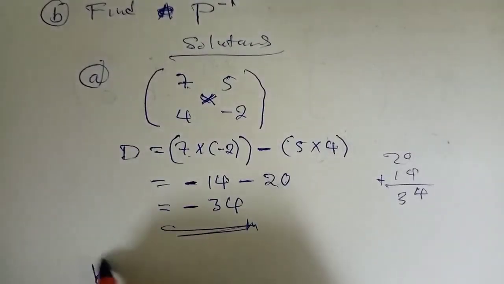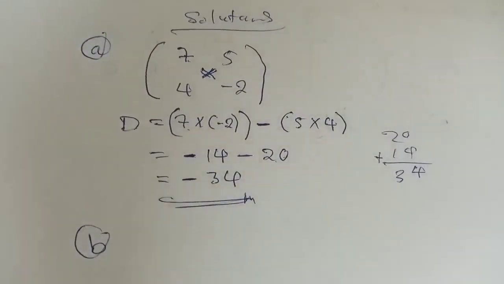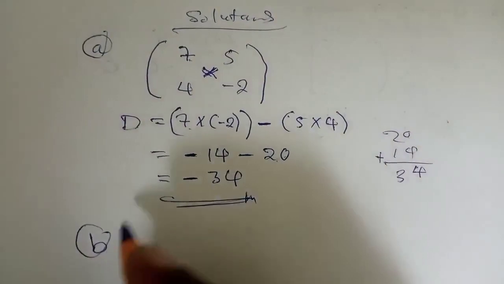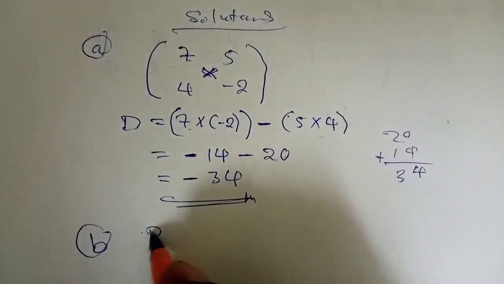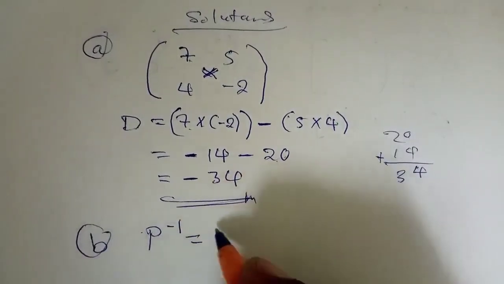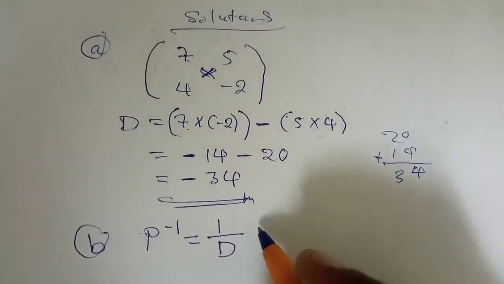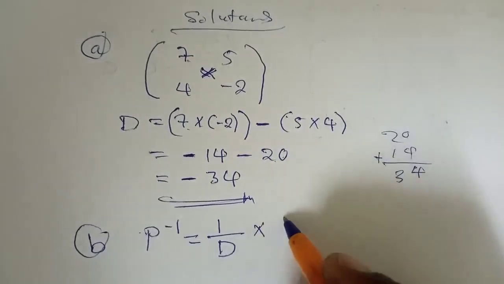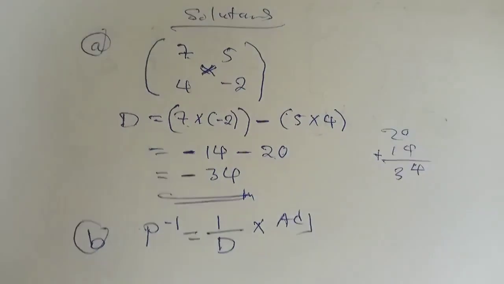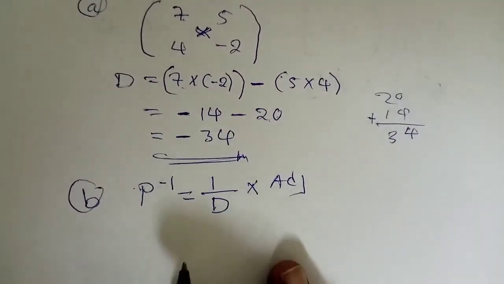How about the inverse? You can pause the video if you want to find the inverse yourself. We said the formula for the inverse P^-1 is 1 over the determinant, multiplied by the adjugate of the matrix.